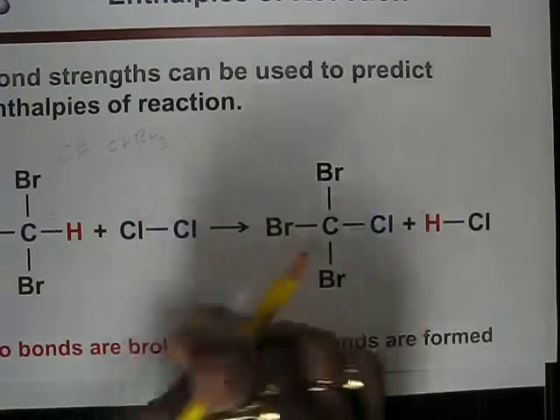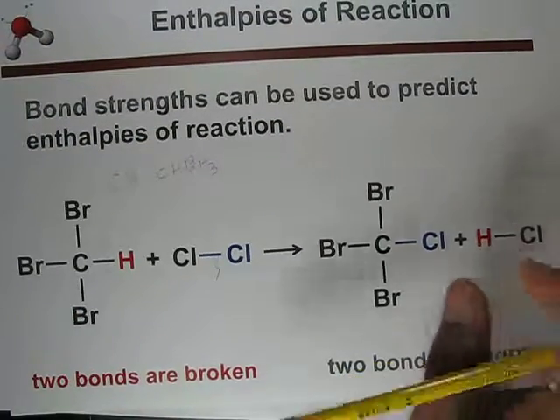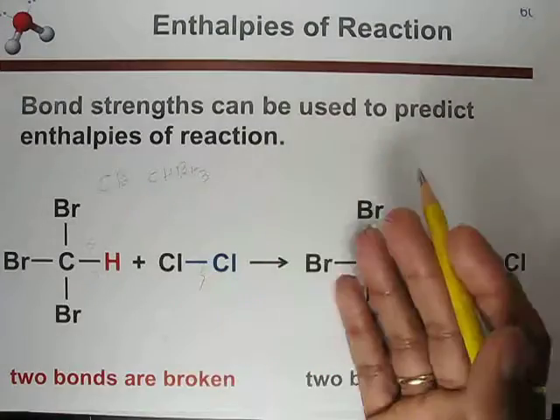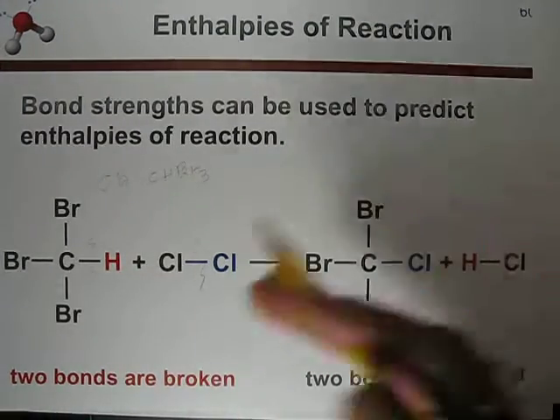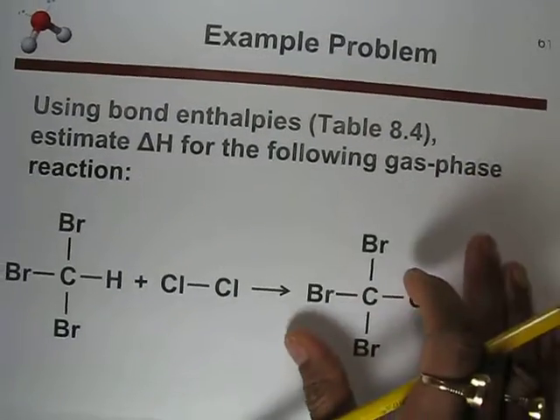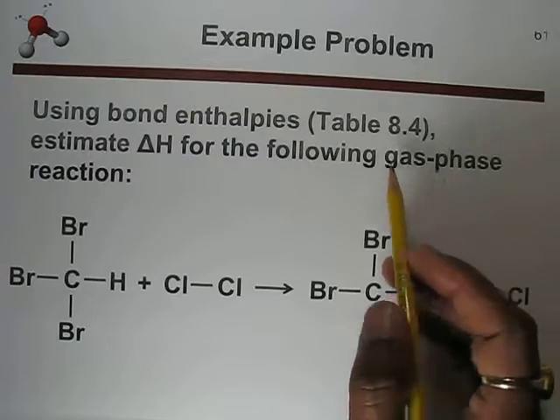So two bonds are broken and two bonds are formed. So we can also predict the enthalpy of the reaction, meaning how much energy is released or how much energy we have to give. So how can we do that? Using bond enthalpies; there is a table in the next slide.